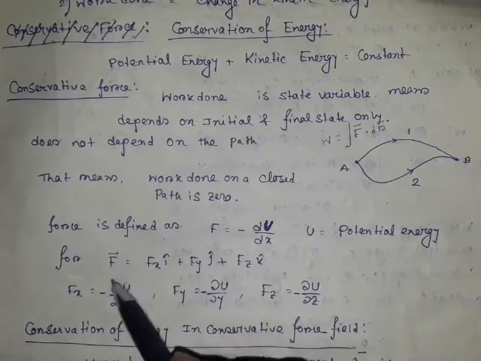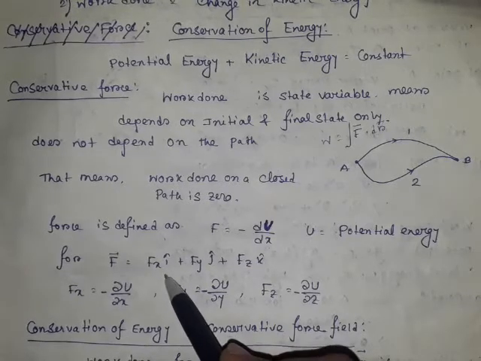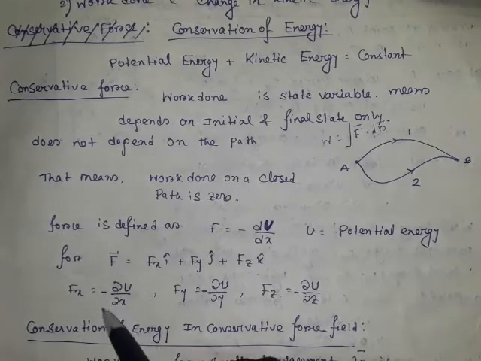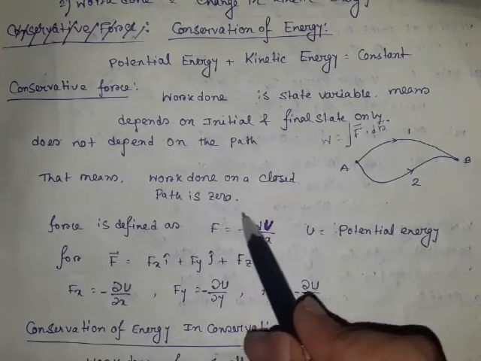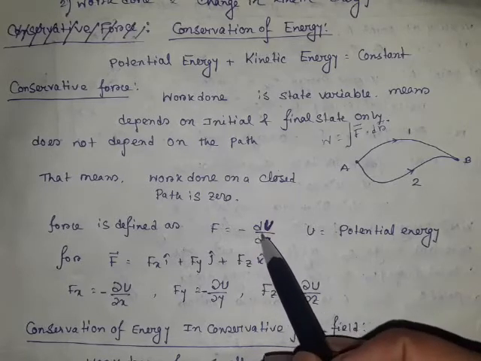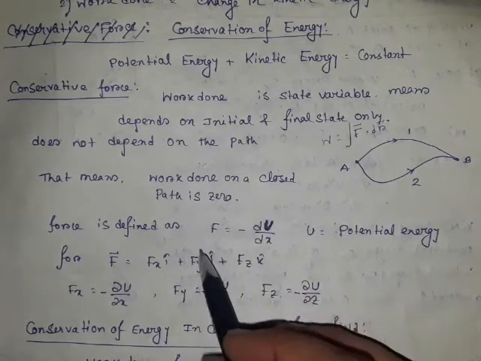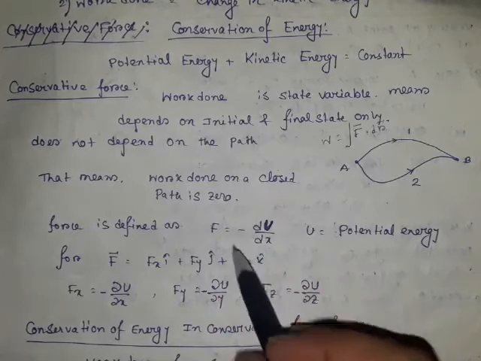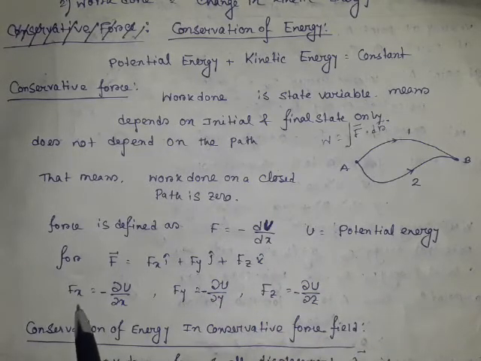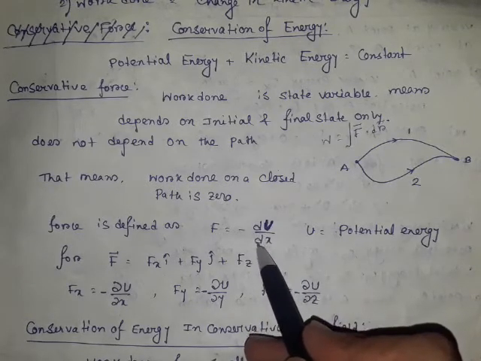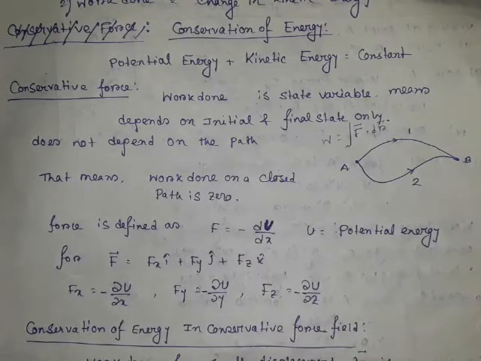Now, if our force has three components along x, y and z, then Fx can be shown as the gradient of the potential energy, with a negative sign. This negative sign is due to the conservation of energy. Again, this derivation is out of our scope. So Fx is defined as minus del U del x. Here del is a partial derivative. It is a differentiation, but it is called a partial derivative.